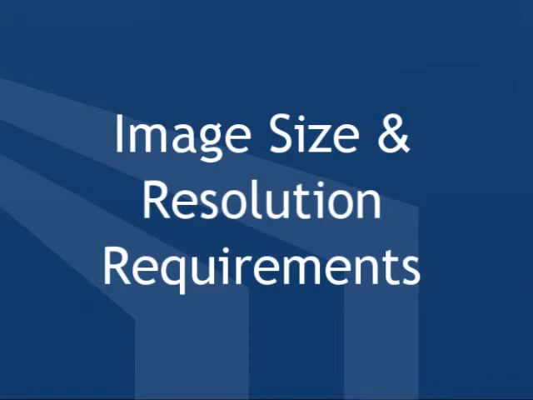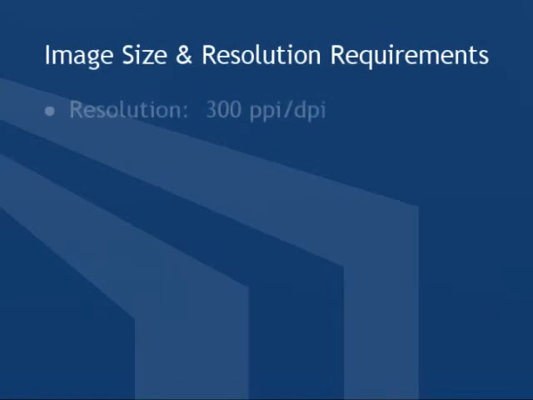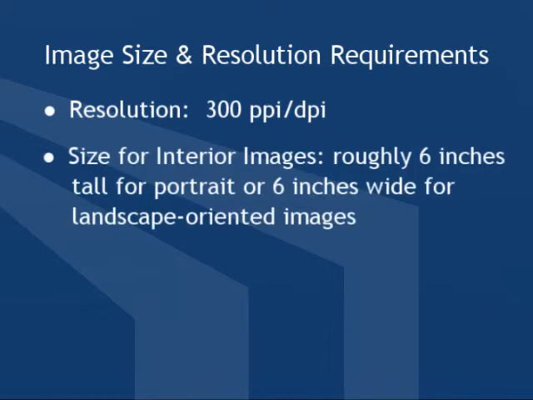First, let's briefly review the requirements, and then we'll go into Photoshop to check for them. If you're submitting your images for your book's cover or interior, they need to have a resolution of no less than 300 ppi, or pixels per inch. In addition, images should be submitted at the size you want them to be printed. For interior images, we recommend at least 6 inches tall for portrait-oriented images, or 6 inches wide for landscape-oriented images.